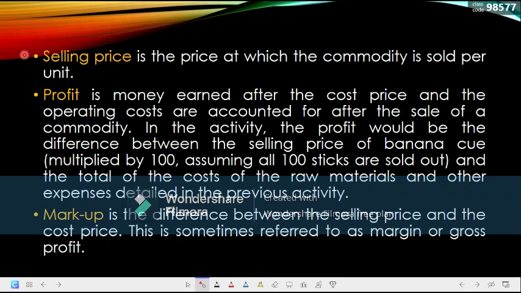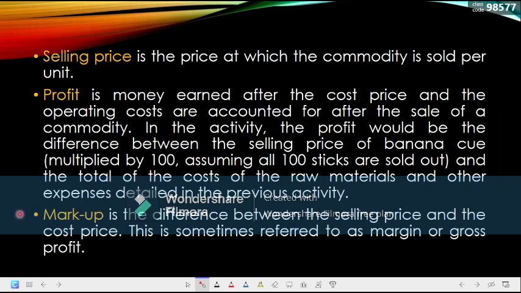So what about the selling price? Now, the selling price is the price at which the commodity is sold per unit. And the profit is money earned after the cost price and the operating cost are accounted for after the sale of a commodity. So in the activity, the profit would be the difference between the selling price of banana Q multiplied by 100, assuming all 100 sticks are sold out, and the total of the cost of the raw materials and other expenses detailed in the previous activity.